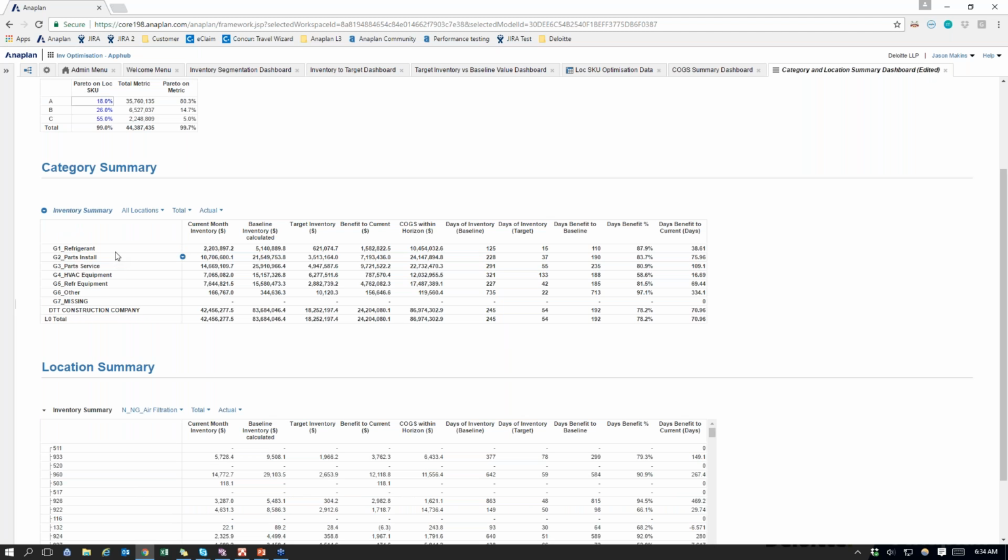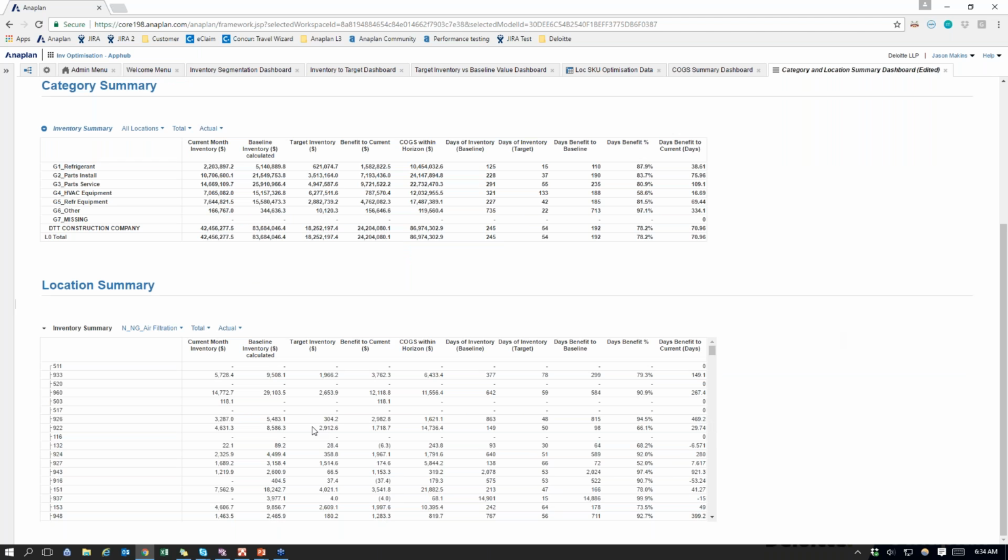So in the first dashboard, the segmentation dashboard, you're looking at that in a grid and drilling up and down. Here we've got a whole bunch of key KPIs: current inventory, baseline inventory, target inventory, what our benefit is, how much we're actually selling. So what's our cost of goods sold over this time. This is where we can start looking at how many times we're turning inventory over, and then a few more benefit calcs. And why this is great is so much of this data at this level or down here at a location level lets us have the right conversations.